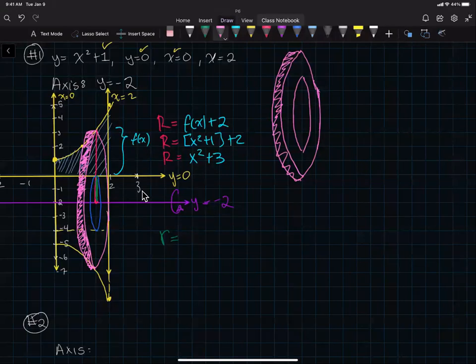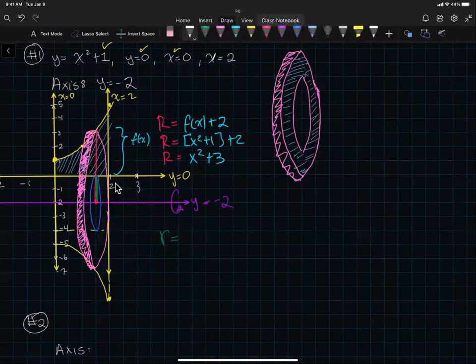How do you know the size of the smaller circle? Because remember, I'm only rotating the part that is in blue. The part that is in blue is the only thing that I'm rotating. At the end, I want my washer to look something like this. I only want this to be defined. I want to take away the inside. And where is it hollow? It's hollow from the axis of rotation to the x-axis.